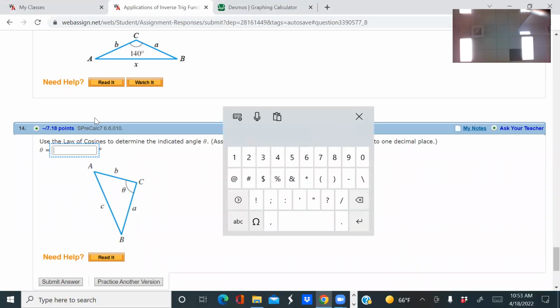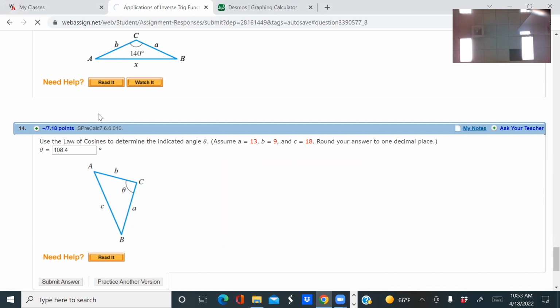108.4. If that's right. 108.4. Here they were, yeah, 108.4. Here they were kind enough to put the degrees into the answer for us. So we don't have to worry about that. Let's see if we got that right.